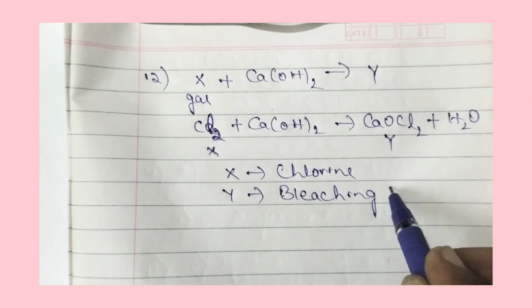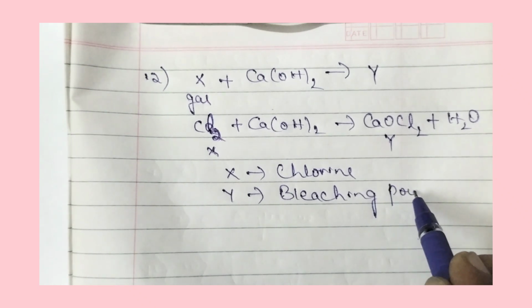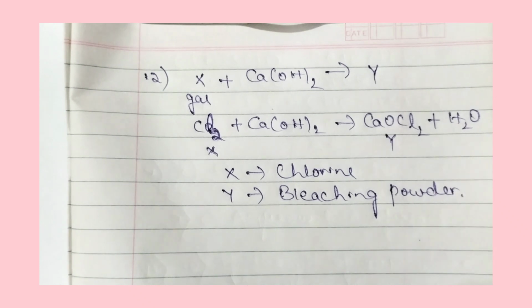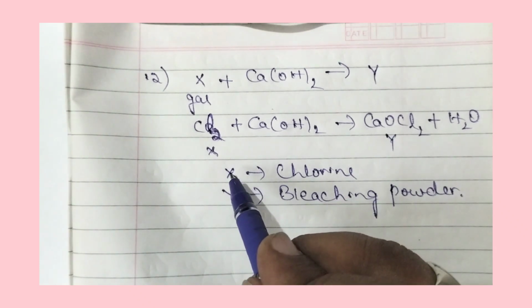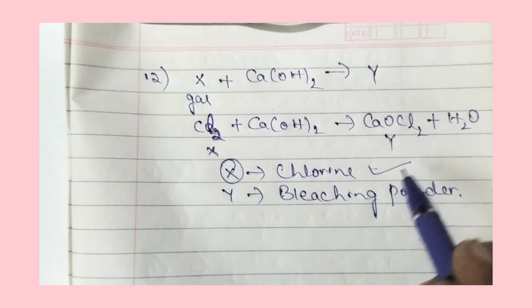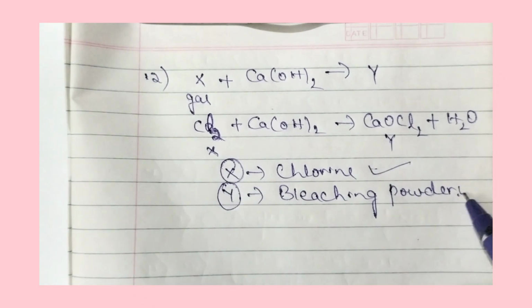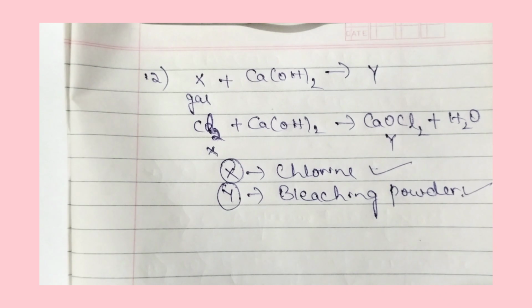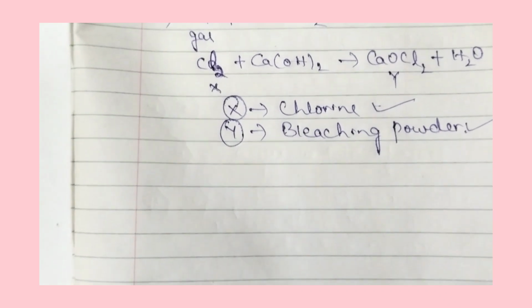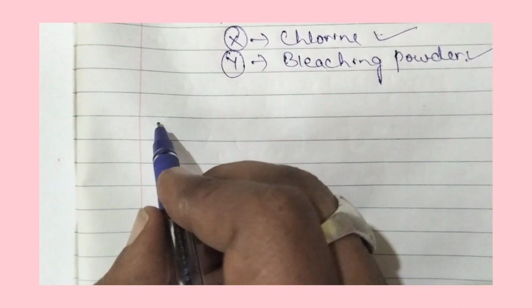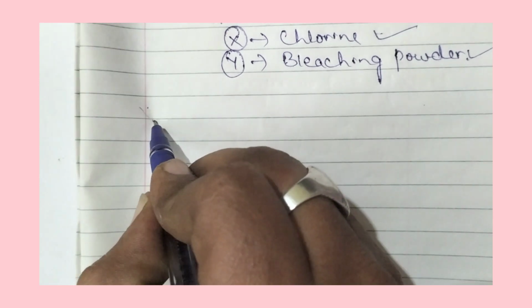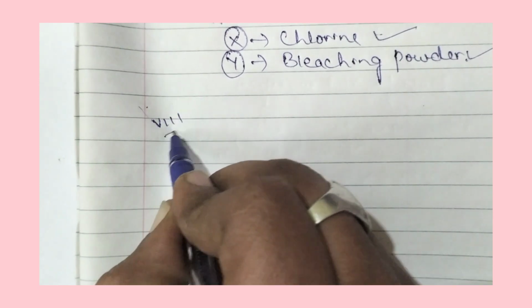The compound Y is called bleaching powder, or calcium oxychloride. So like this we have to answer. The name of the gas X is chlorine, and the name of the compound Y is bleaching powder, which is used as a bleaching agent in chemical industries.